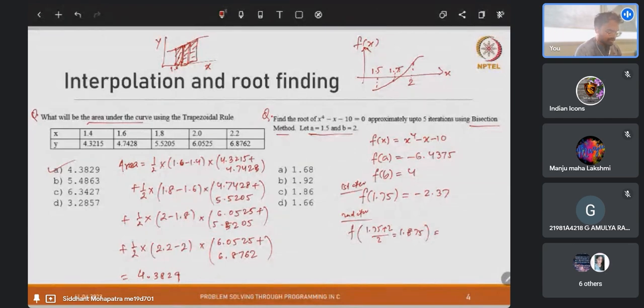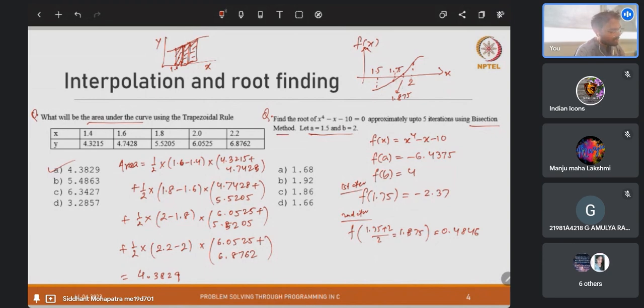So what is that? 1.875 to the power 4 minus 1.875 minus 10. That gives us a positive value, which is 0.4846. So we are somewhere here, and this value is at 1.875. Now, instead of taking 2 as the upper limit, we will take 1.875 as the upper limit and 1.75 as the lower limit.